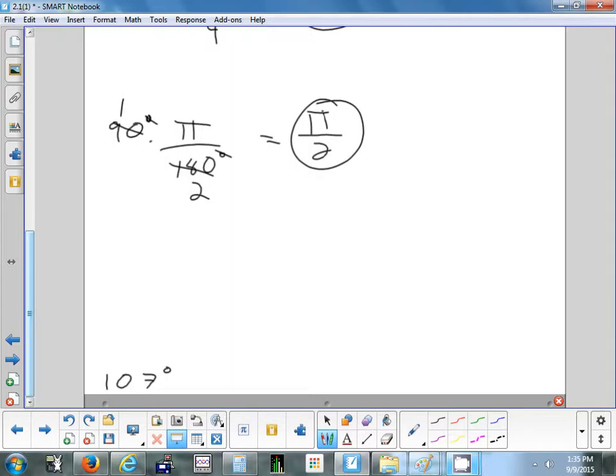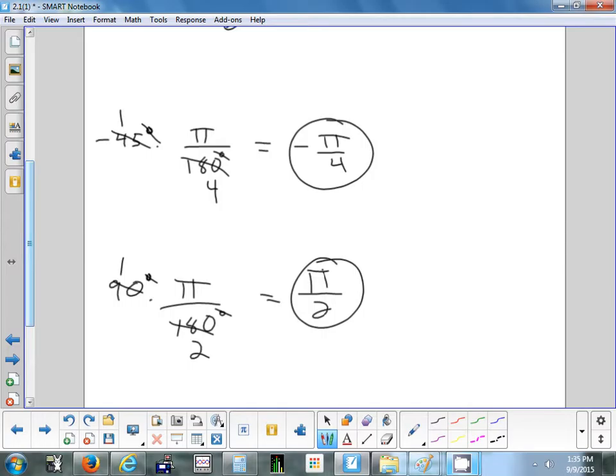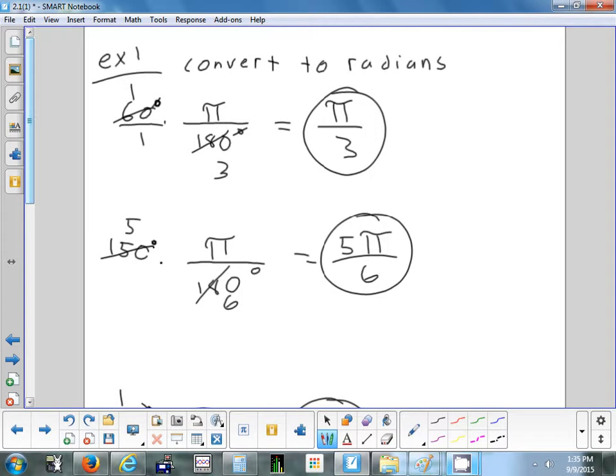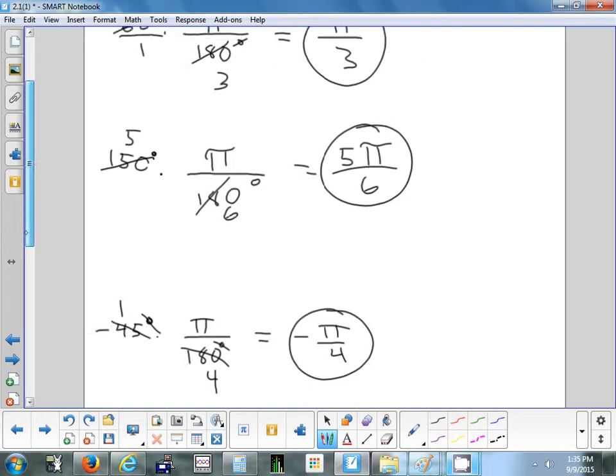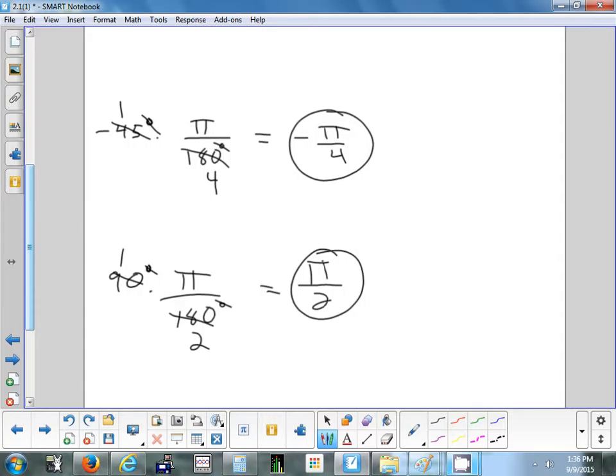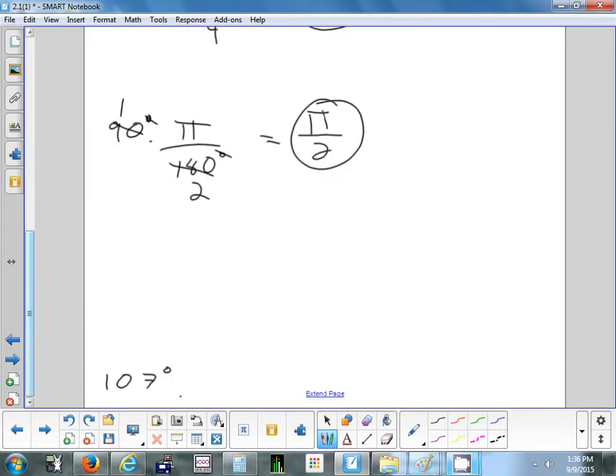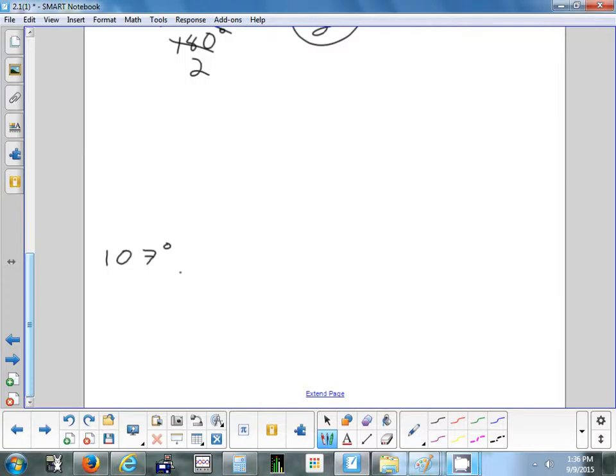All right, so notice this angle is a little different than the others. 90, 45, 150, and 60. All those angles are either multiples of 30, like those two, or multiples of 45. This one's not. Generally, if you have an angle that's not a multiple of 30 or 45, they're going to say round to 2 decimal places. You're never going to have to guess on a test, should I round it, should I not round it? I will tell you.